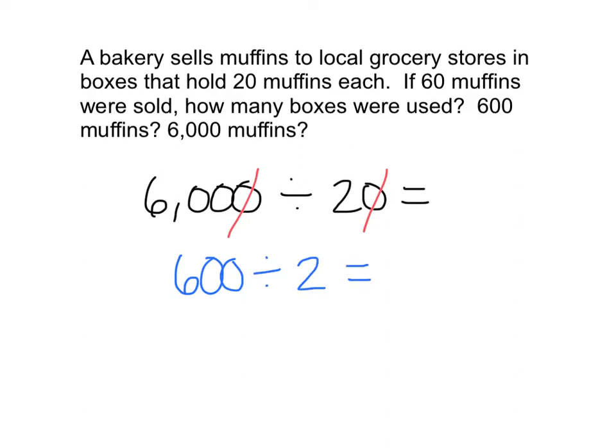So I know that 6 divided by 2 is going to be 3. And then how many zeros do I have? I have 1, 2. So it's going to be 300. So 600 divided by 2 is 300. If we sold 6,000 muffins, we would have 300 boxes.